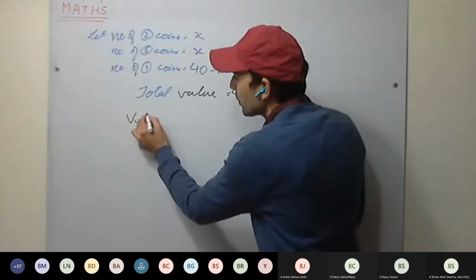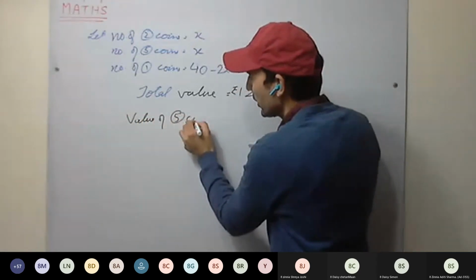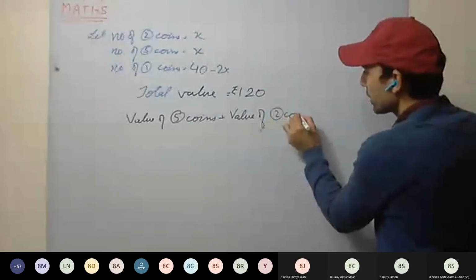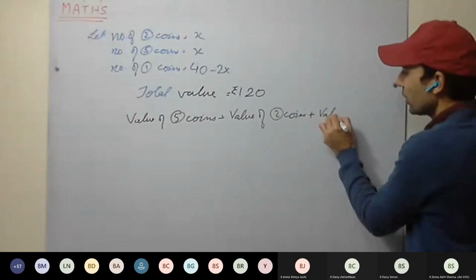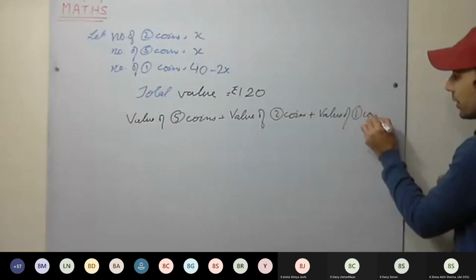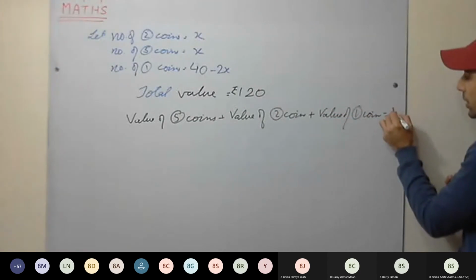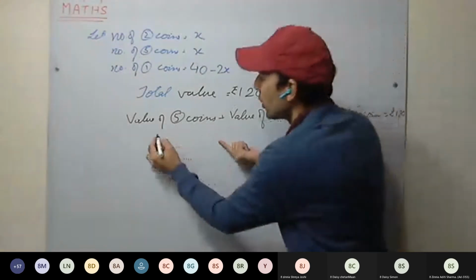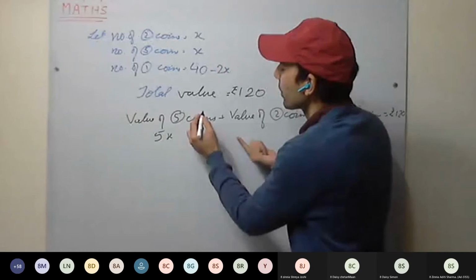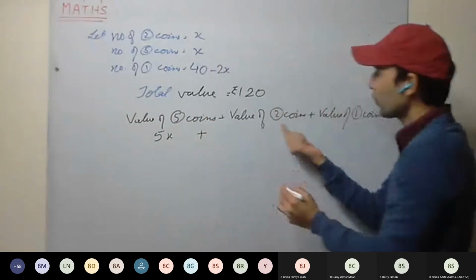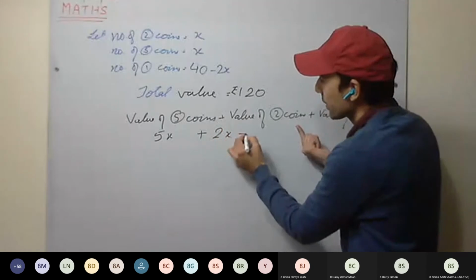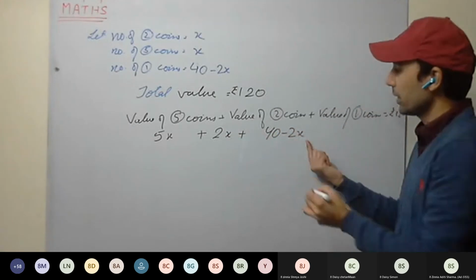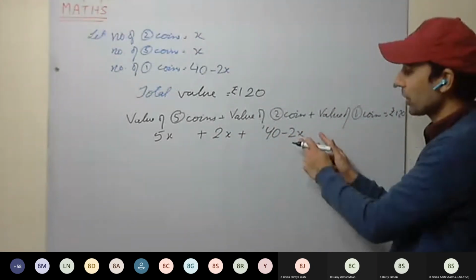It means value of 5 rupee coins plus value of 2 rupee coins plus value of 1 rupee coins equal to how much? Rupees 120. Understood this one? So value of 5 rupee coins will be how much? 5 into x, 5x. Plus value of 2 rupee coins, 2 into x, 2x. Plus value of 1 rupee coins, 40 minus 2x into the whole into 1. It is same as 40 minus 2x.